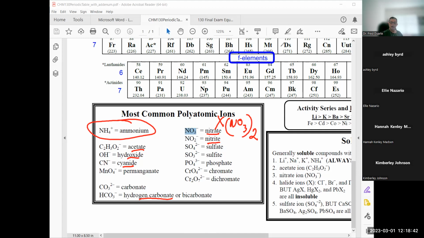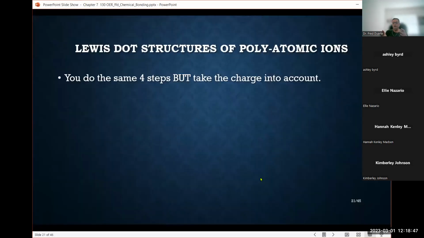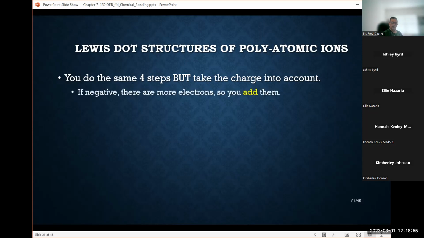Let's go back. Let's talk about the steps. The first steps are the same. We identify the number of atoms. We identify how many valence electrons they have. And where they differ, we either add or subtract.